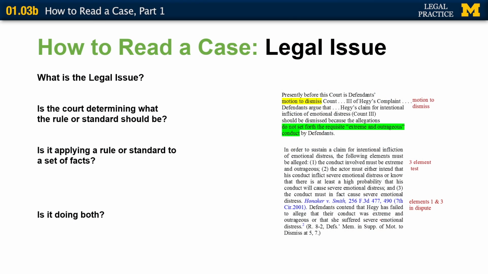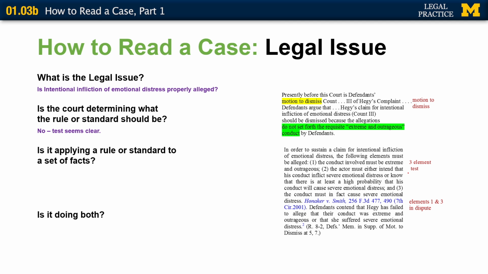So once you've established the legal issue, you need to look at the precise question that the court is asking itself. Sometimes the court is trying to figure out what the rule or the standard should be for the legal issue. In other words, what should the rule be that governs intentional infliction of emotional distress, or IIED? In this situation, the test is pretty clear. So that's not, in fact, what the court is doing.